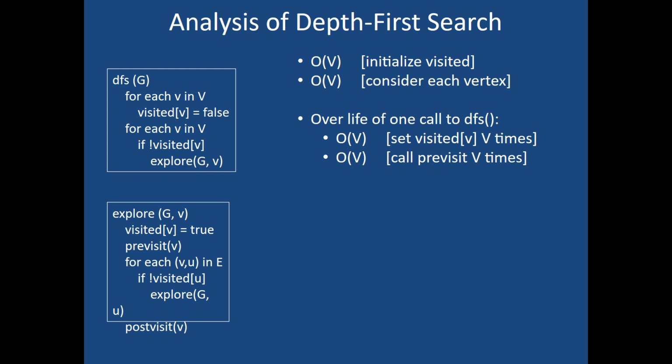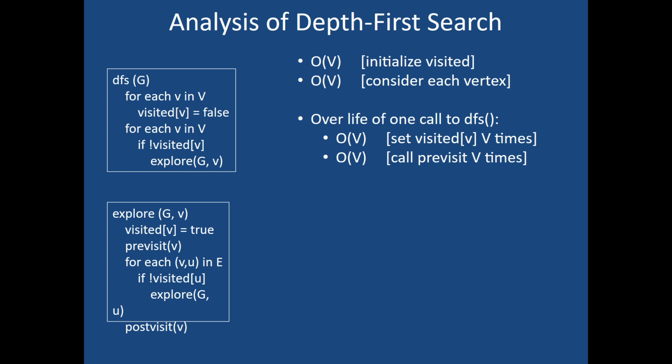So what's the cost over the entire algorithm, over all the calls to explore? How much will that call to visited cost? It's a constant time operation. How many times will it be executed? V times? Or over the entire depth first search or explore? Over the entire depth first search. We already decided this loop runs E times.